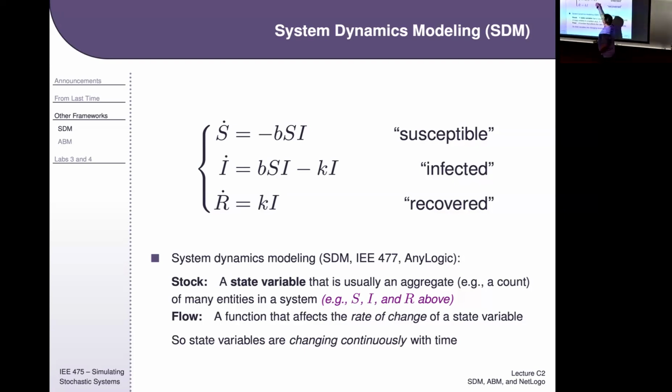So we can say, well, how many infectious people we have, for each one of them, what's the rate at which they transition to being recovered? That's the outflow out of that stock. And then that outflow has to go somewhere. So it goes into the recovered stock. So the inflow of the recovered stock is the outflow of the infectious stock.